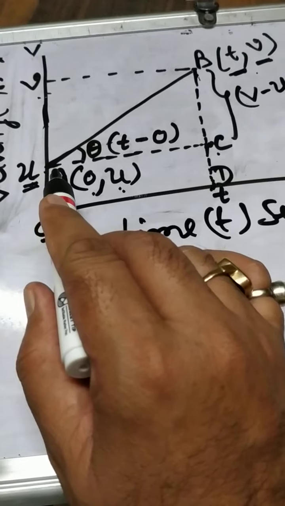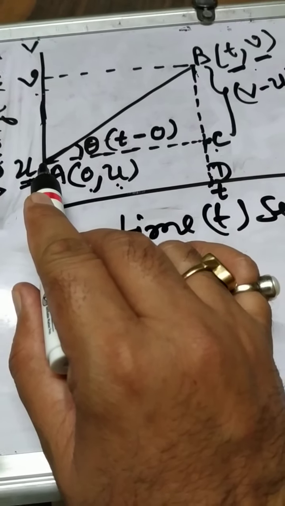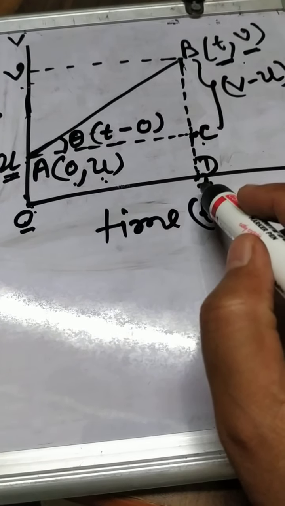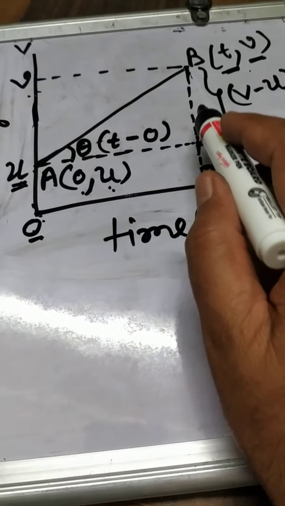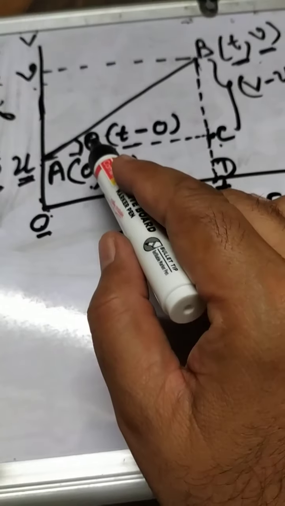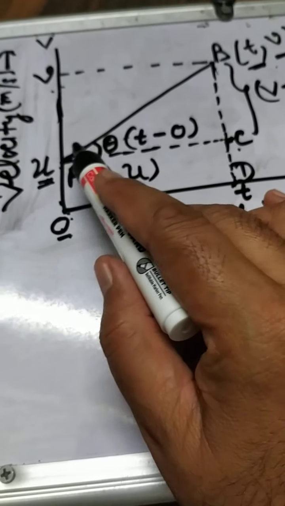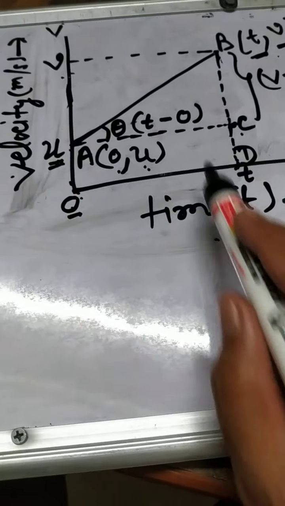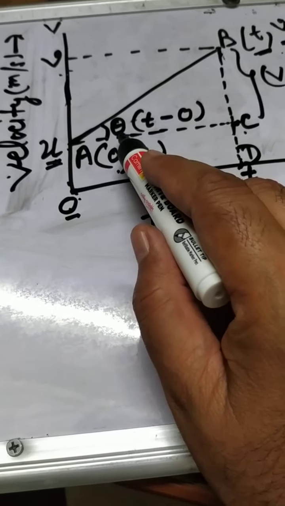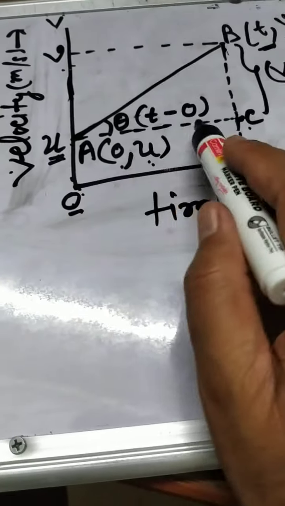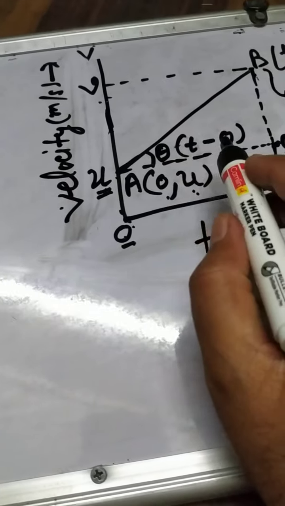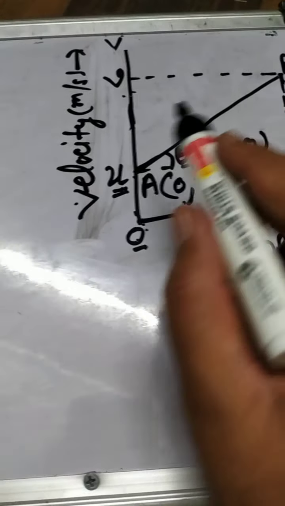Now we draw the horizontal line from point A, and it intersects the perpendicular from B to D at point C. So you see the triangle ABC, and everyone knows the slope of a velocity-time graph is known as acceleration. Now we consider the slope theta, that is the angle from the x-axis. Now we have to calculate the acceleration. So the slope of the graph AB.